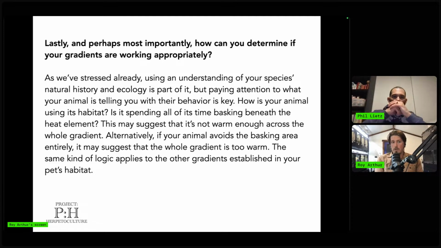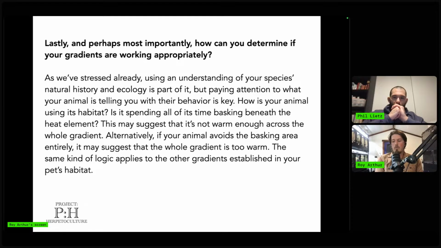How is your animal using its habitat? Is it spending all of its time basking beneath the heat element? This may suggest that it's not warm enough across the whole gradient of the enclosure. Alternatively, if your animal entirely avoids the basking area, it may suggest that the whole gradient is actually too warm. The same kind of logic applies to the other gradients established in your pet's habitat.